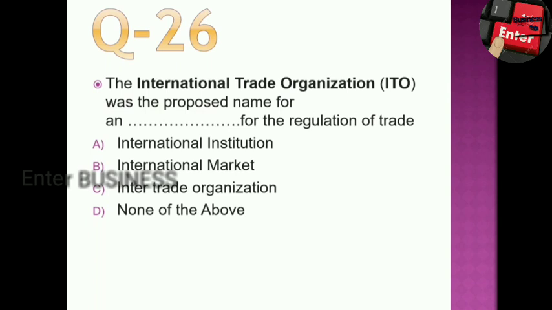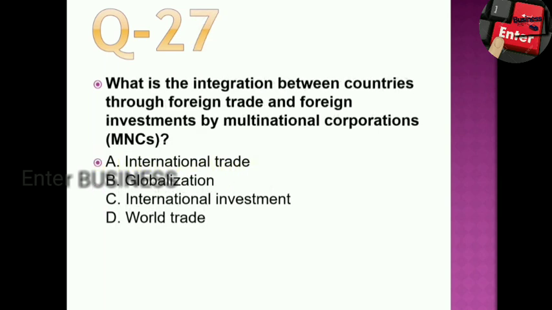And the next one is the International Trade Organization. ITO was the proposed name for dash for the regulation of trade. Option A, International Institution. Option B, International Market. Option C, Inter-Trade Organization. Option D, none of the above. So the correct answer is option B, International Market.